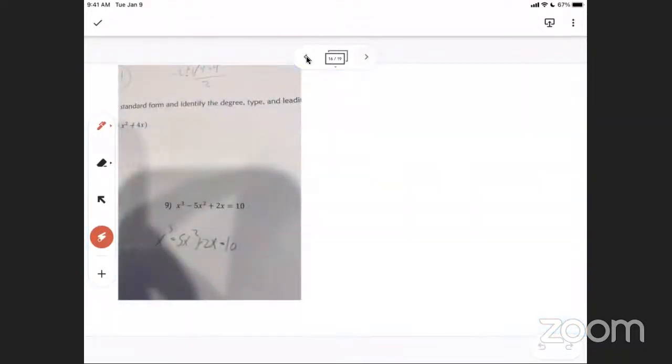All right, so this one says identify the degree, type, and leading coefficient. Is that what it says? I think that was the one above it. I think this one's just solve it. Do they want you to solve? Okay. So when we're solving this, you always have to set it equal to 0, so you can use the zero product property. So you did that well.